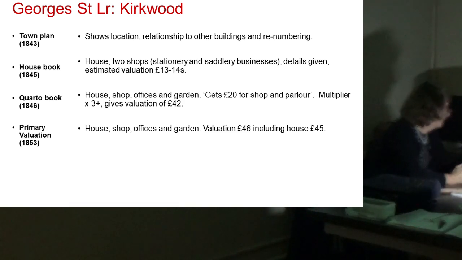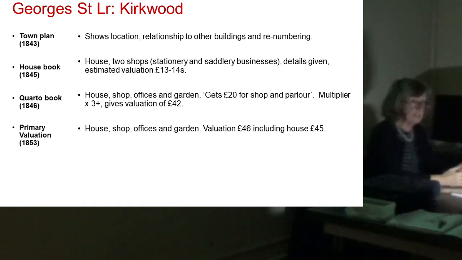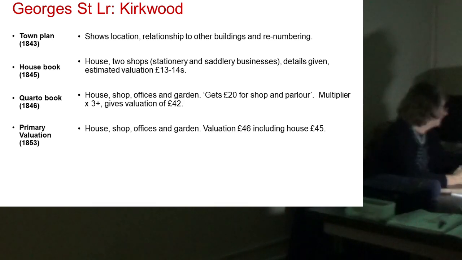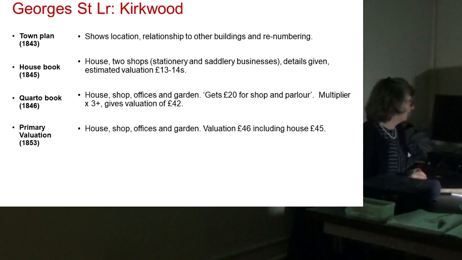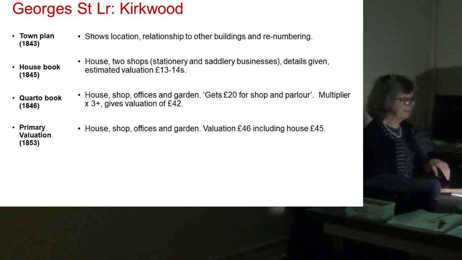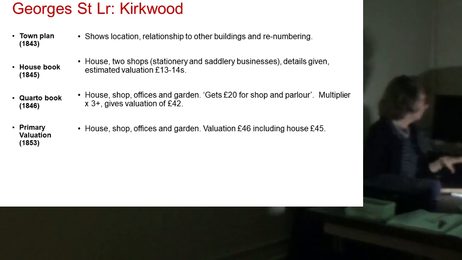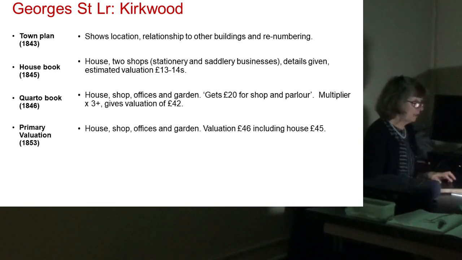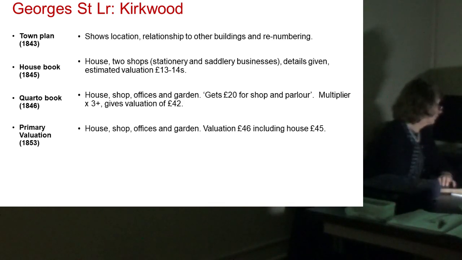The Quarto book describes it as house, shop, offices and garden. Now, office means a non-differentiated outbuilding is what they mean by office. It gets £20 for the shop and parlour, so obviously that's what he's getting from his subtenant. And his multiplier is 3 plus. Oh yeah, it's a bit more than 3. It was 3 and something I couldn't type into this, something like 3/8 or something. But by the time you multiply all that together, his initial valuation was £42, which is quite a difference from 13 to 42. And in the primary valuation, it described it as house, shop, offices and garden, and the valuation of £46, including the house of £45.